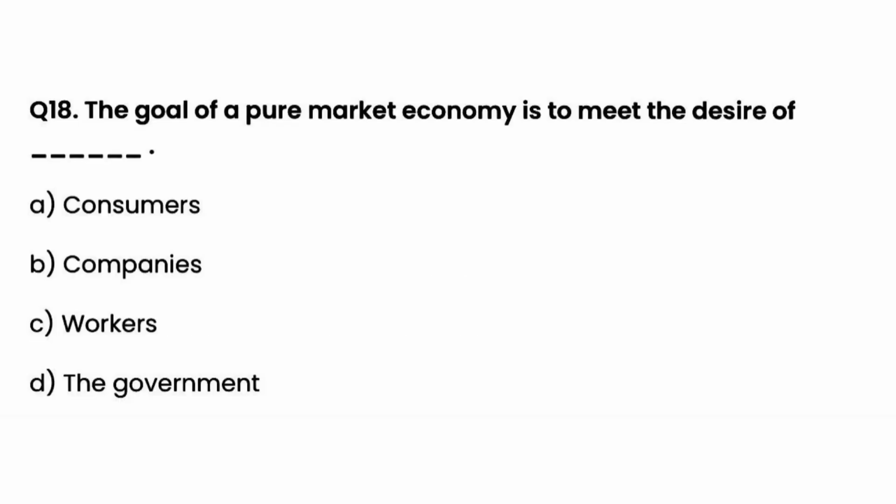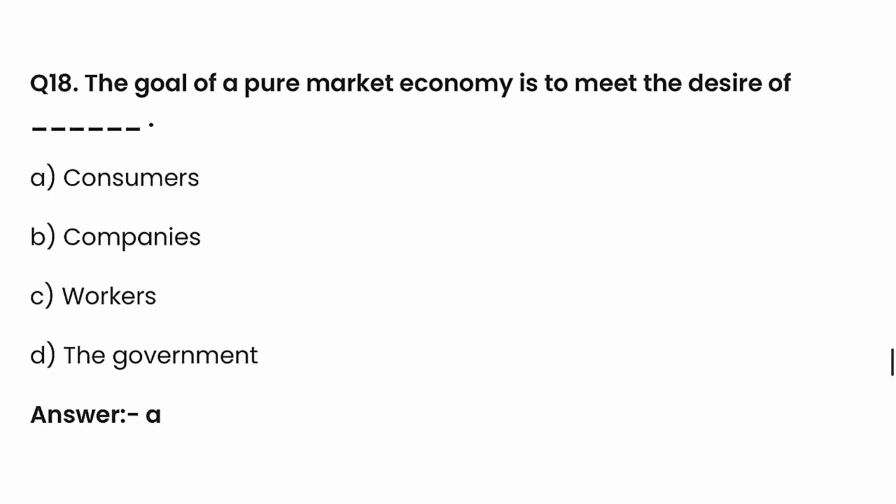Now, next question, the goal of a pure market economy is to meet the desire of first, consumer; second, companies; third, workers; and the last one is the government. Here the answer is option A, means the consumers.